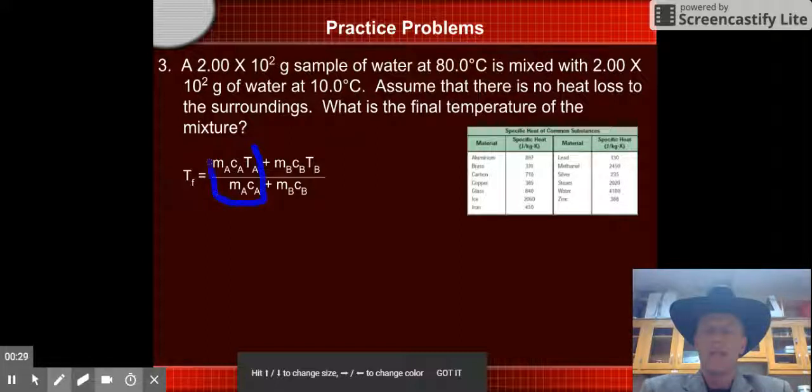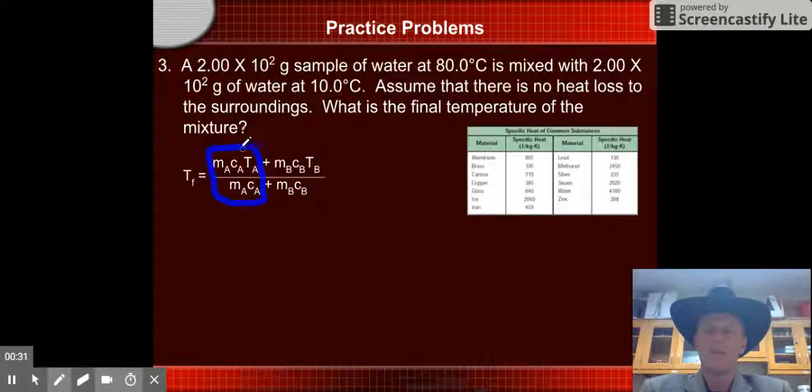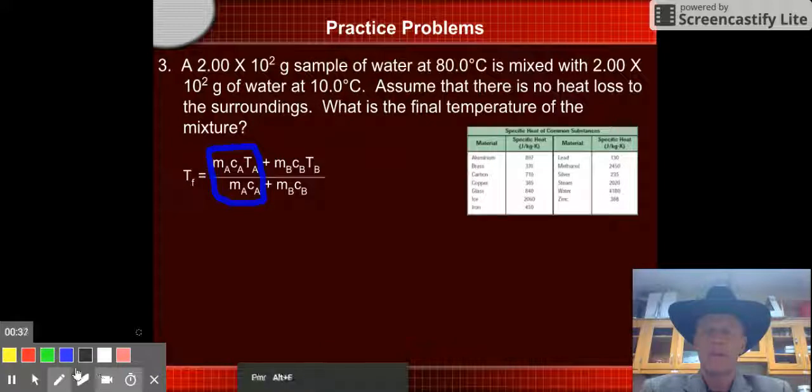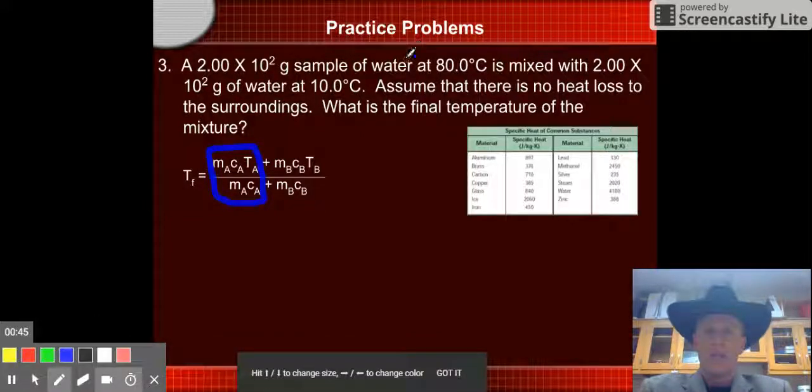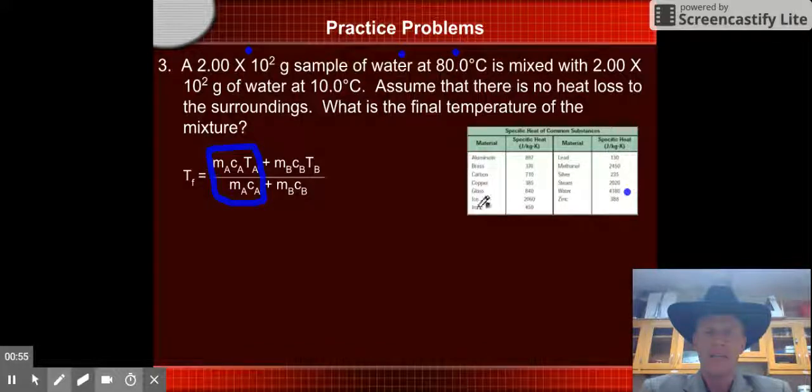On the left side of the plus in this big fraction, we want to focus on one item. Let's say we got a sample of water. Water is blue. Everything about water: we have an initial temperature of water, the initial grams of water, and we have water's specific heat in the table.